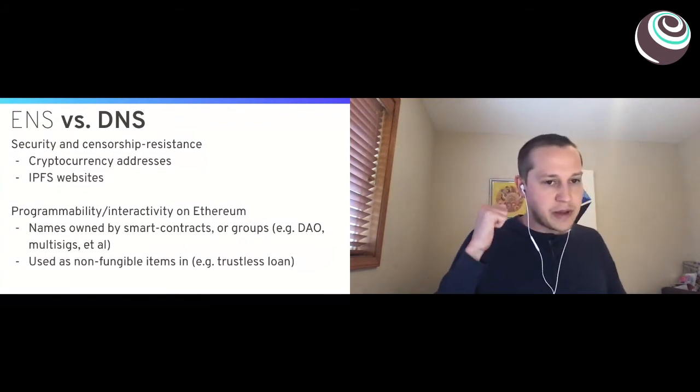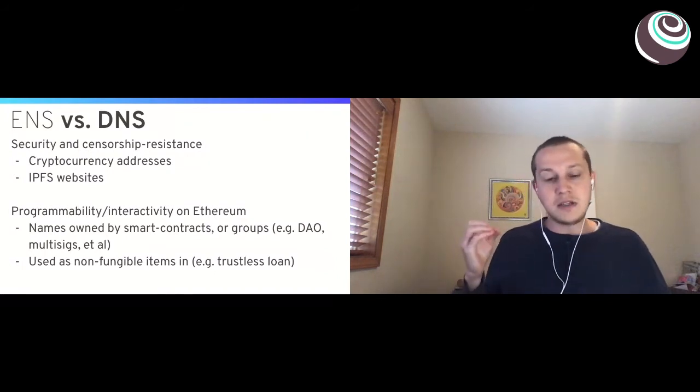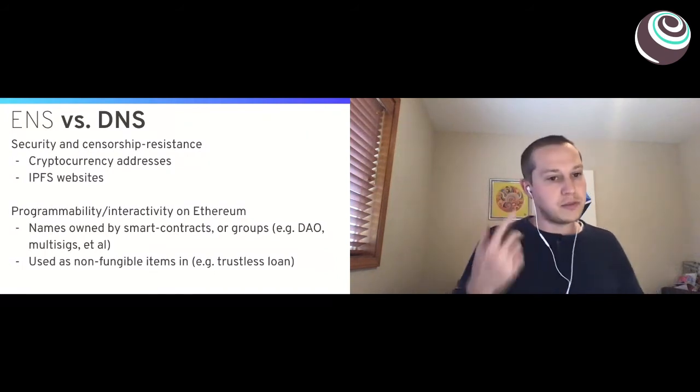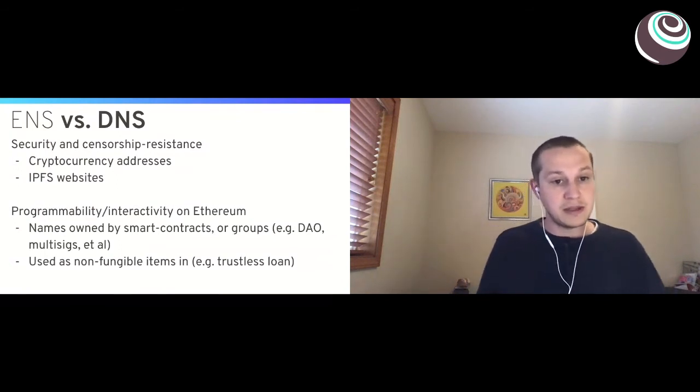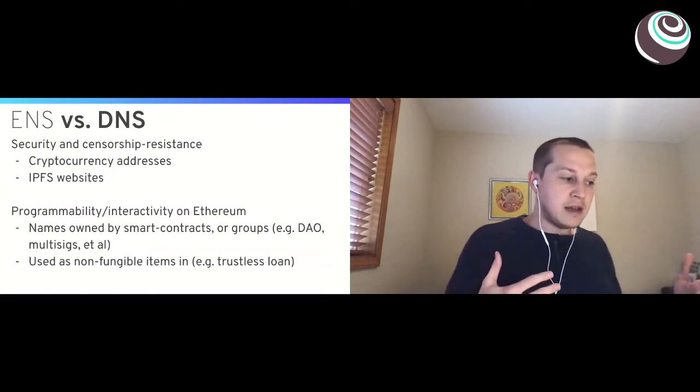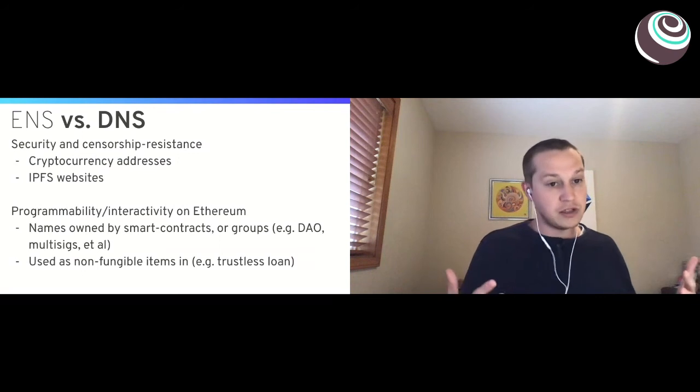Well, because we have better security and censorship resistance, we think that actually means ENS is better suited for things like cryptocurrency addresses and IPFS websites. So basically payments and decentralized websites. But then also ENS, because it's on the blockchain, has this composability, programmability thing that you can't do with DNS.